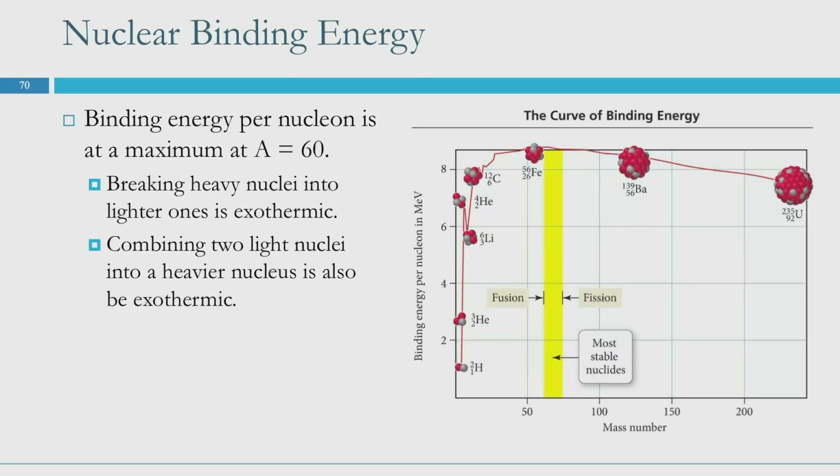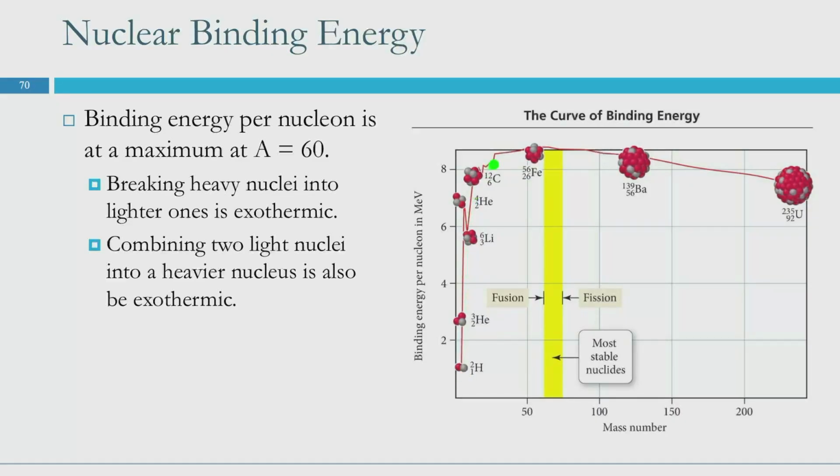This is a curve of binding energy, a graph of binding energy. On the y-axis, we're looking at the binding energy per nucleon in mega electron volts. That's so that our numbers are comparable. And then on the x-axis, we've got mass number. Generally what we see is that we've got a very low binding energy per nucleon for deuterium, which is hydrogen with one neutron.